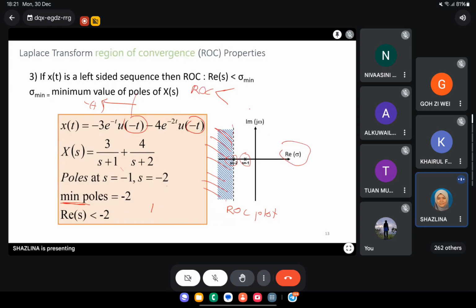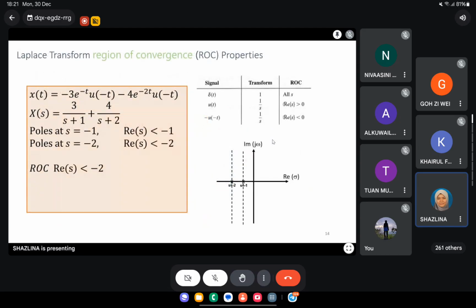And do not forget the axis labels. If you just simply draw without axes, marks will be deducted because I don't know what the axes represent. If it's an s-plane, you have to have the labels of real and imaginary.